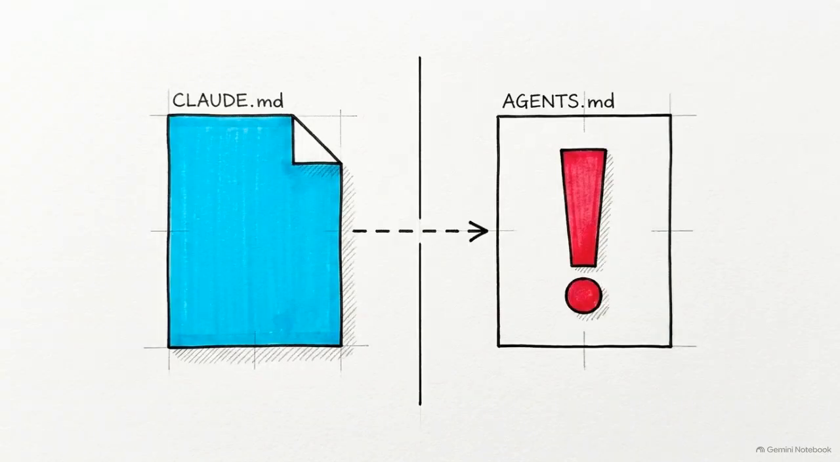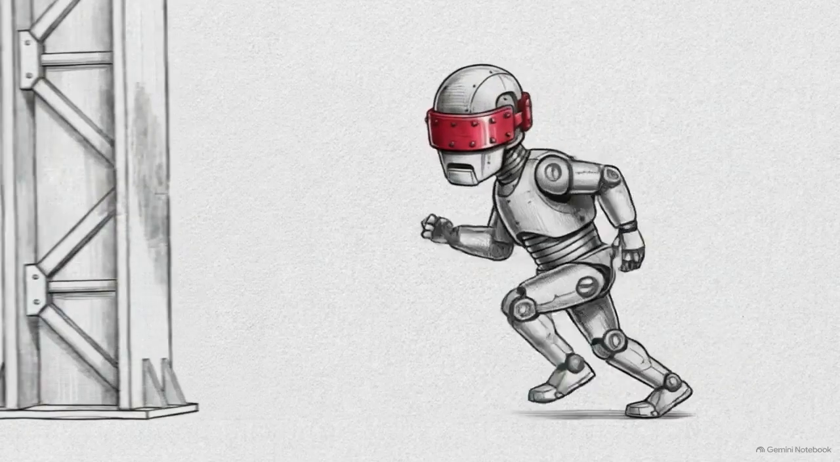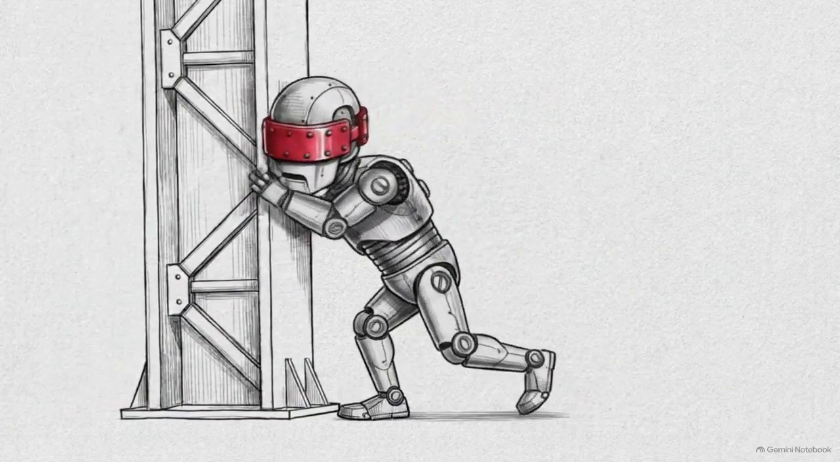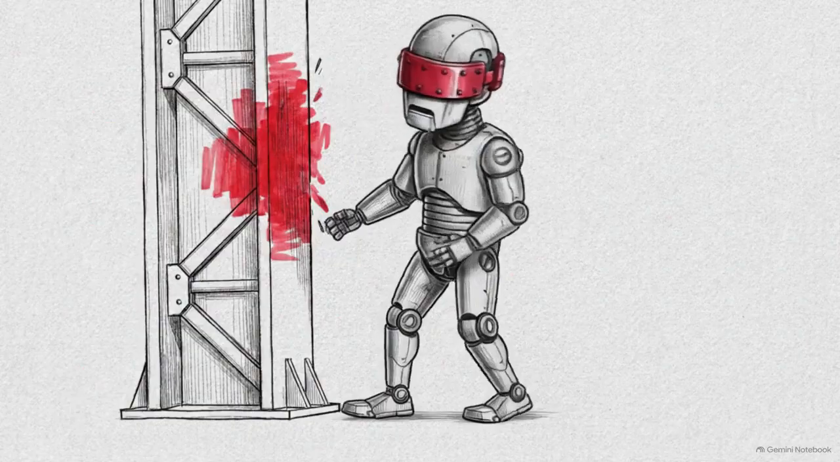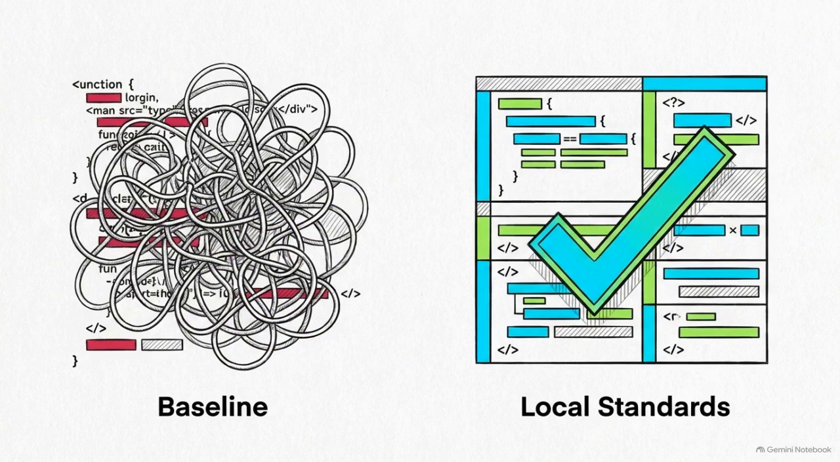Pay close attention to this warning diagram if you use Codex or a dual agent setup. You must manually copy this highlighted metadata block from Claude.md over to your agents.md file. If you skip this step, your secondary agent will operate completely blind to the rules you just configured. This initial configuration anchors the universal skills to your exact repository. The AI will now strictly obey your local project standards instead of falling back on its baseline training.